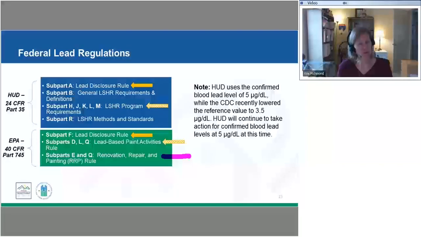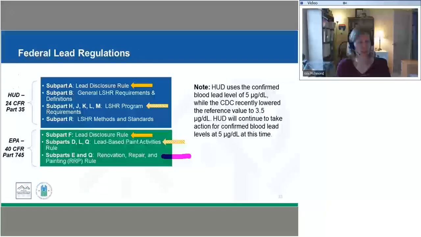The first one's target housing. You've seen this in a number of the slides already. Les talked about it. Target housing is housing that's built before 1978 with some exceptions. And those exceptions are housing exclusively for the elderly, housing exclusively for the disabled, or zero-bedroom units, unless a child under the age of 6 is residing or expected to reside in the unit.